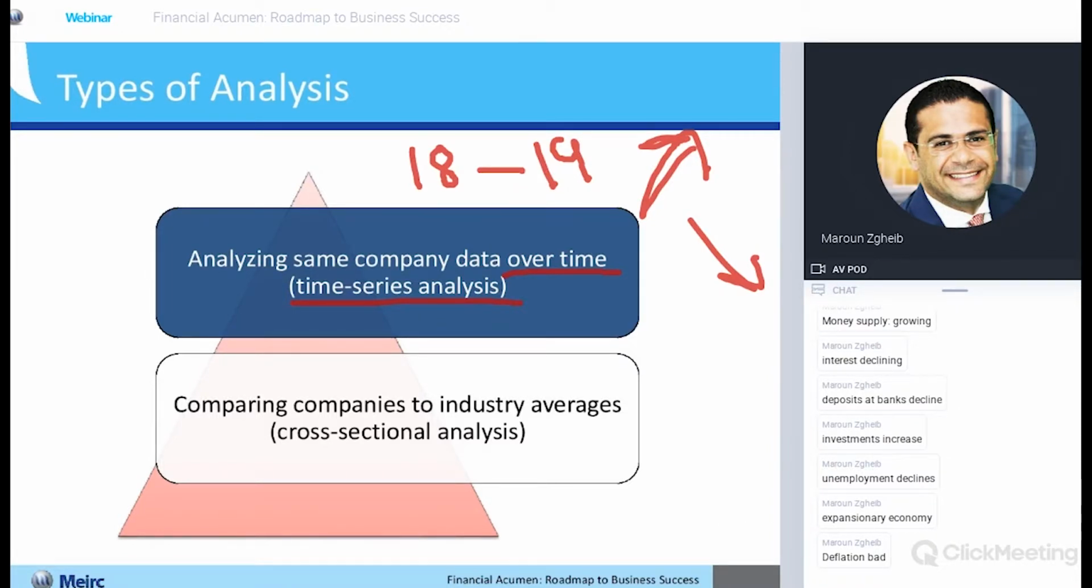However, it's also important to see how you are doing in line with the competition, comparing other companies. This we call cross-sectional analysis.